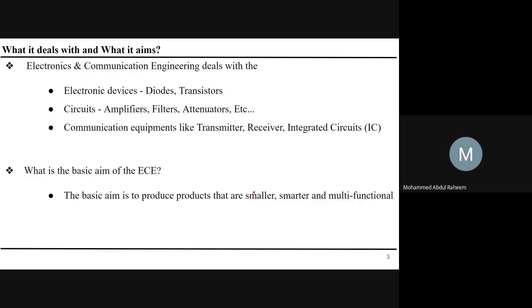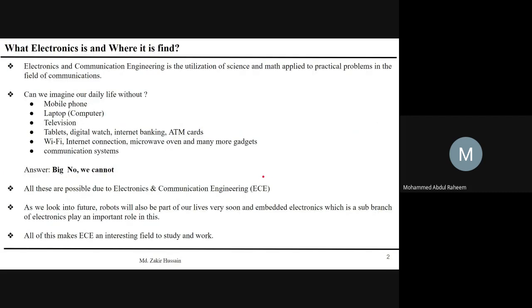In earlier days, those devices were, size-wise, comparatively huge. But nowadays very tiny, smaller devices can be seen. And smarter means those devices are intelligent. So the aim of ECE, Electronics and Communication Engineering, is to develop these smaller, smarter, and multifunctional devices. With this said, I think at this point you may be appreciating electronics and communication engineering.